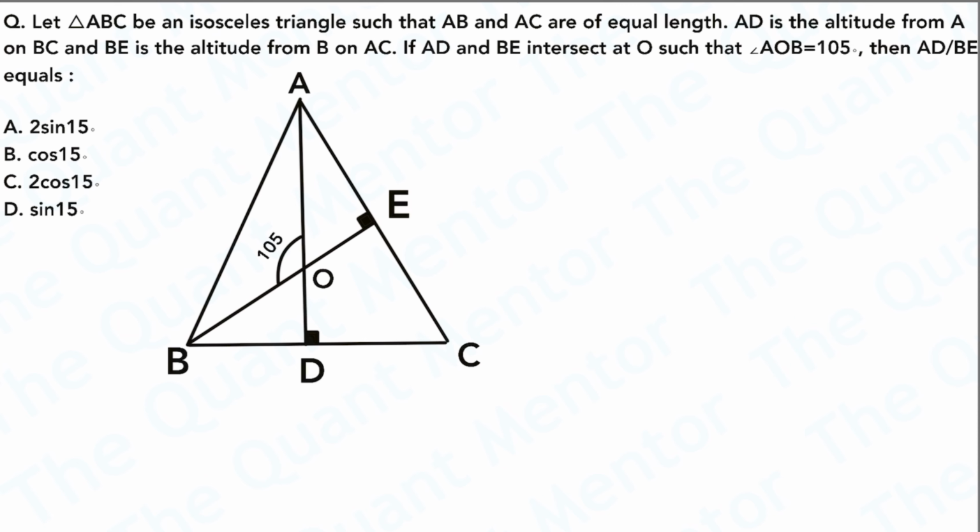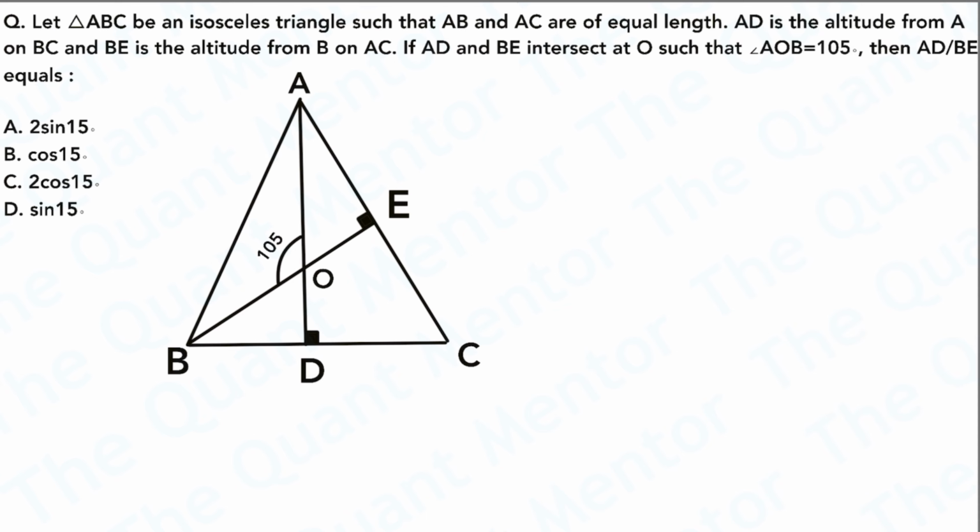And these two altitudes intersect at the point O, such that angle AOB, this angle here, is 105 degrees. So what's the ratio of AD divided by BE? We want the ratio of the length of these altitudes. You'll be surprised to know that this is the exact replica of a CAT 2022 question. So let's see how we solve this one.